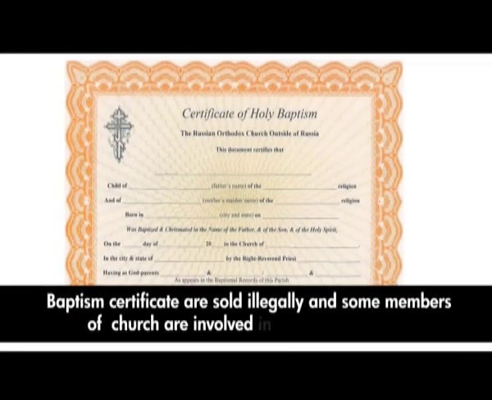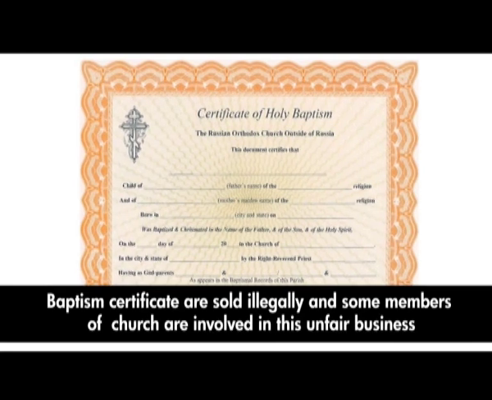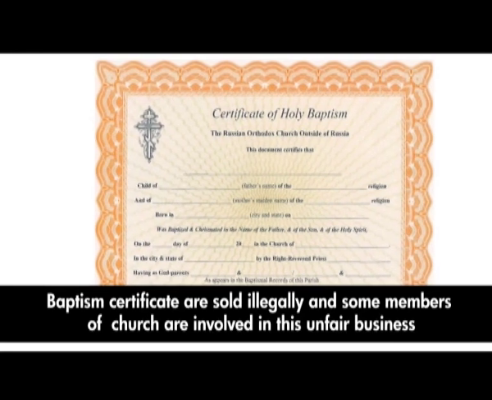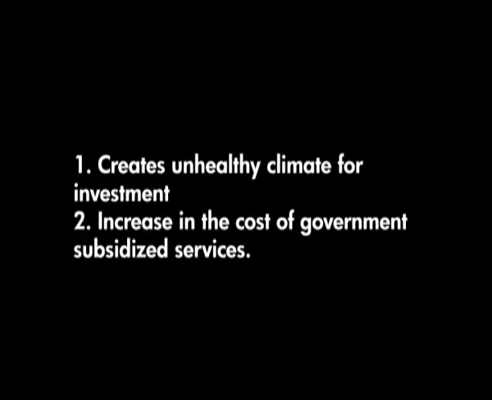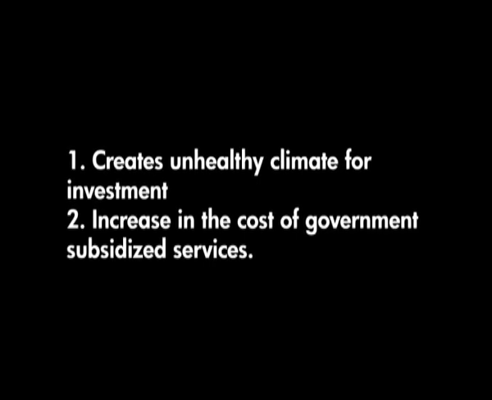The next segment we are to discuss is corruption in religious institutions. This is also widespread. Baptism certificates are sold illegally to make quick money, and it is also believed that some members of the church are involved in this unfair business. The recent cash-for-fatwas was a major scandal that exposed imams of the Islamic faith accepting bribes for issuing random, often inconsequential fatwas. This creates an unhealthy climate for investment and an increase in the cost of government-subsidized services. There are many sectors, but these are the sectors where corruption is more in India.